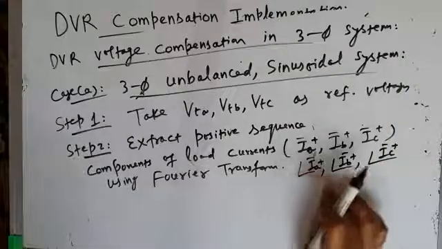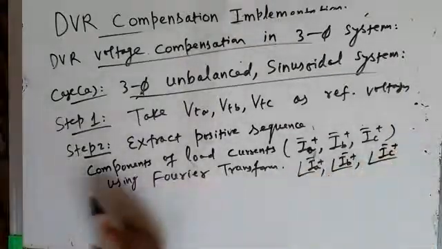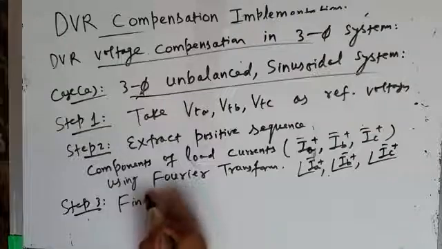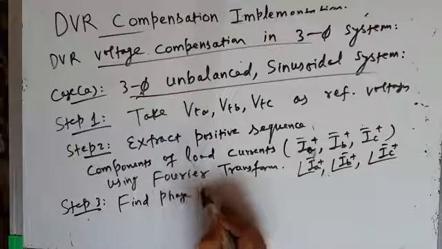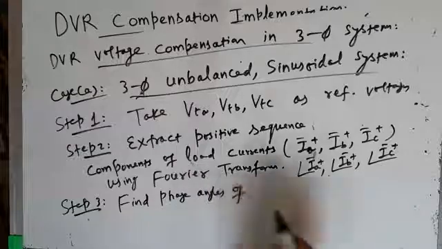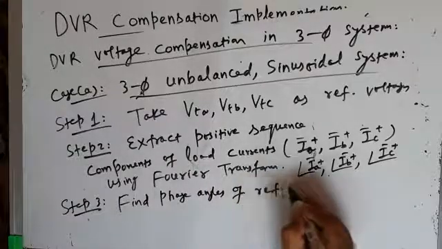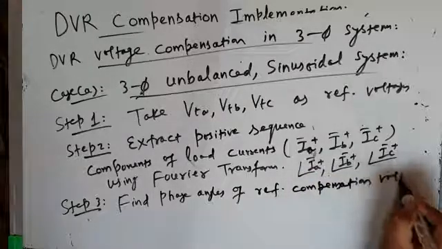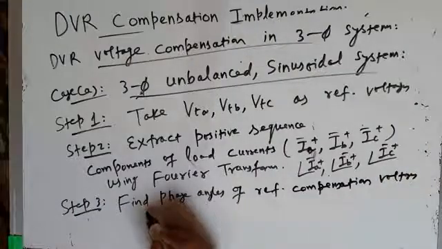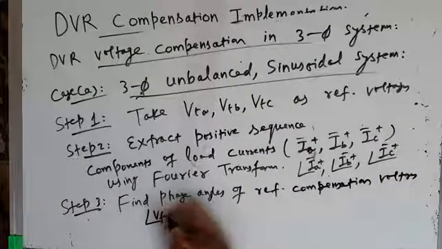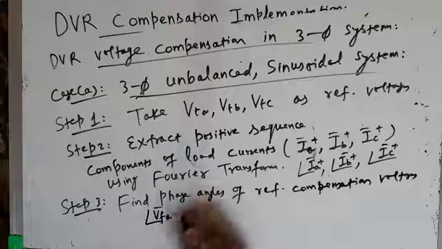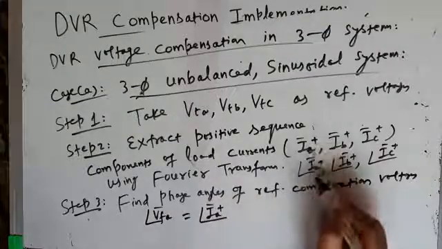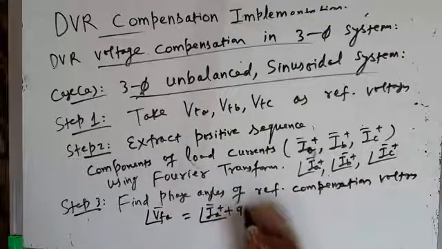Once you have the information about phase angles of the three phase currents, in step 3 you have to find the phase angles of the reference compensation voltages or DVR injection voltages. So you have three injection voltages. VFA, find its angle. What is that angle equal to? That is the phase angle of the positive sequence component of current IA plus, shifted by 90 degrees.